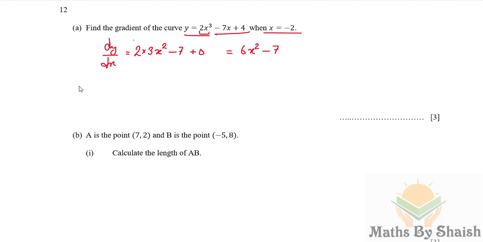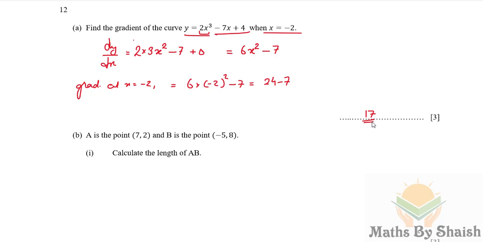So the gradient of the curve at x equals minus 2 would be 6 times minus 2 squared, because we are going to substitute the x value, and minus 7. So 6 into 4, 6 fours are 24, minus 7, and that is 17. So that's the gradient of the curve at that point.